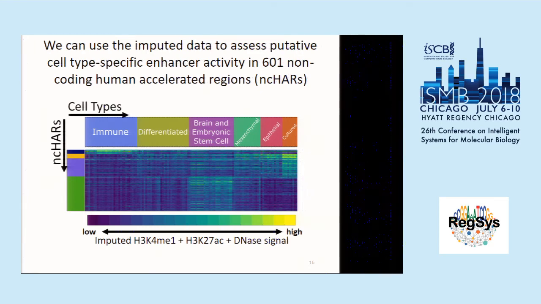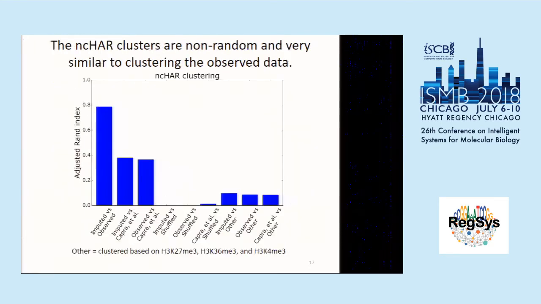To assess whether this actually makes sense, we compared, using the adjusted Rand index, clustering doing the same clustering with just observed data, and we find that the clustering results are highly similar. We also compared against the results from EnhancerFinder, which was published in 2013 and used an ENCODE cell line data set to do a similar clustering, and we find that we're very similar to those results as well.